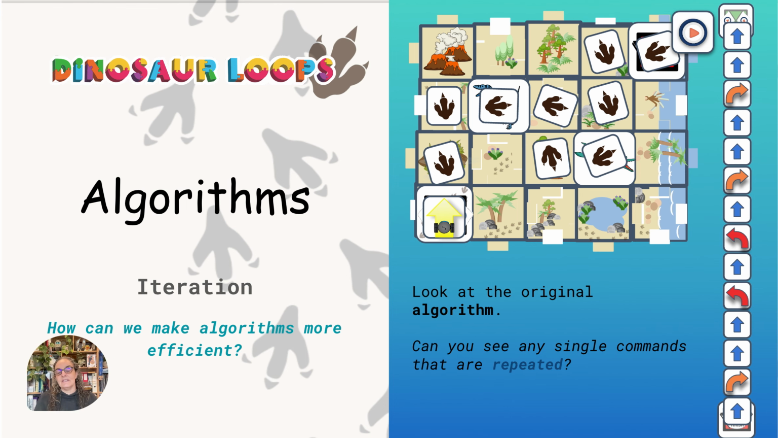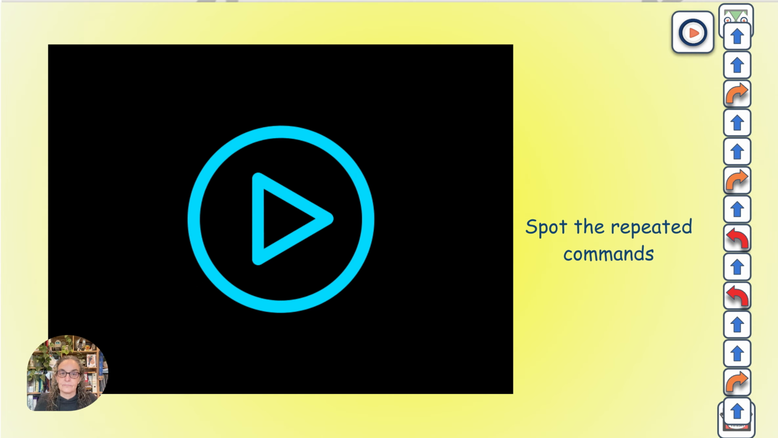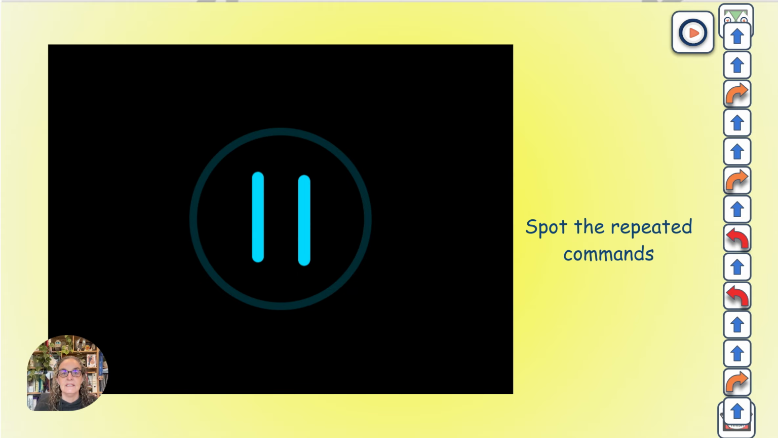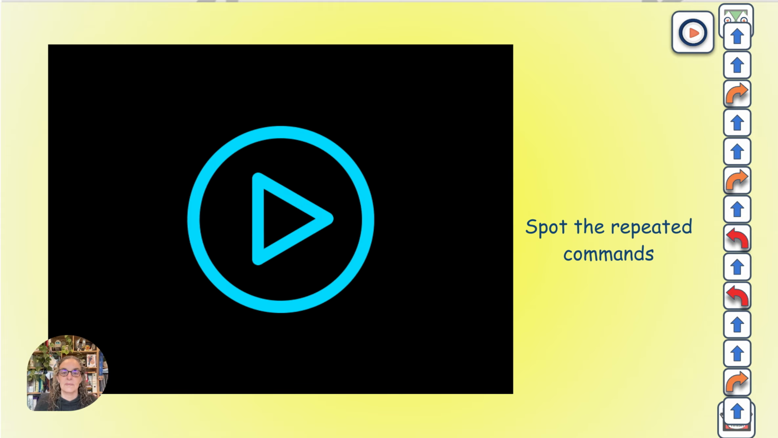So the next step is actually to think about how we can take this algorithm, because actually that's a very, very long list of commands, and how we can make it so that the algorithm is more efficient. And the way we do that is by looking, first of all, for any repeats. So if you look at your algorithm, or you can look at my algorithm here that I have, can you see any single commands that are repeated? Okay, so have a look very carefully and spot the repeated commands.